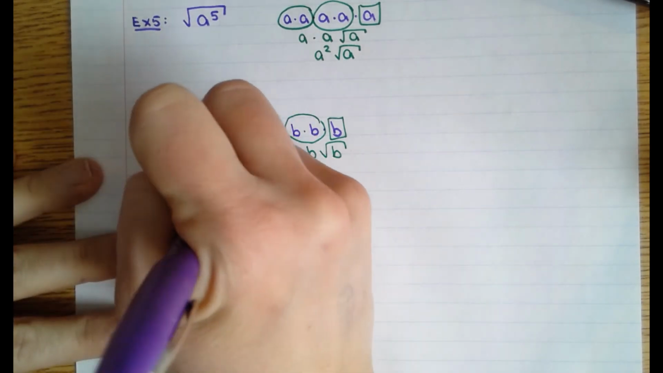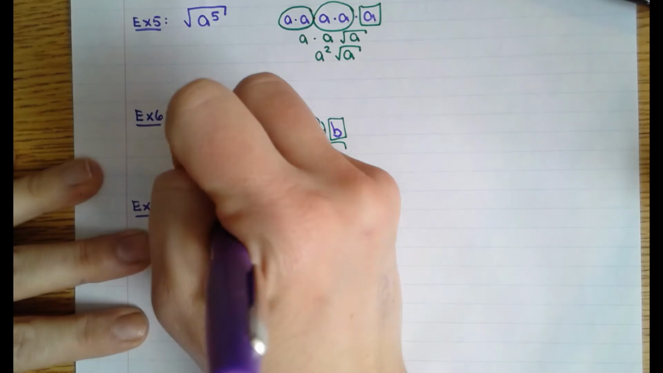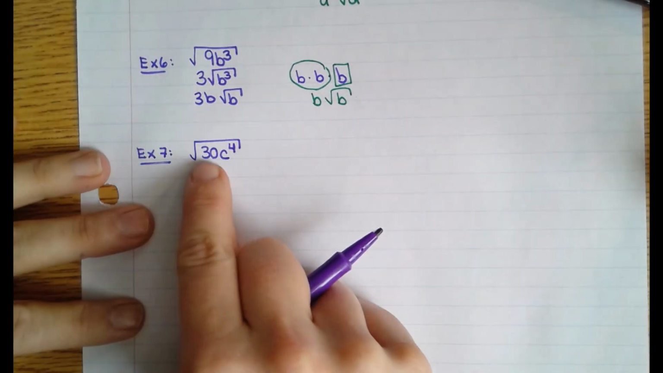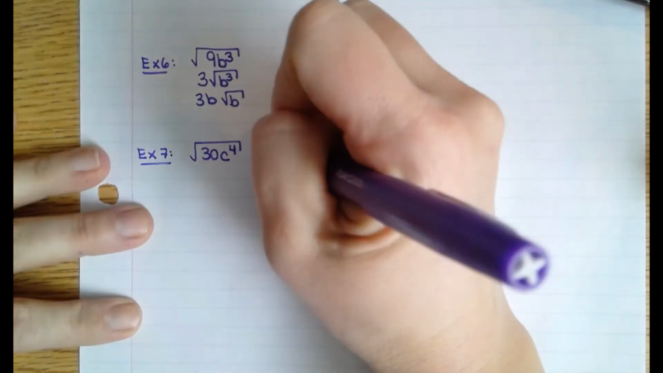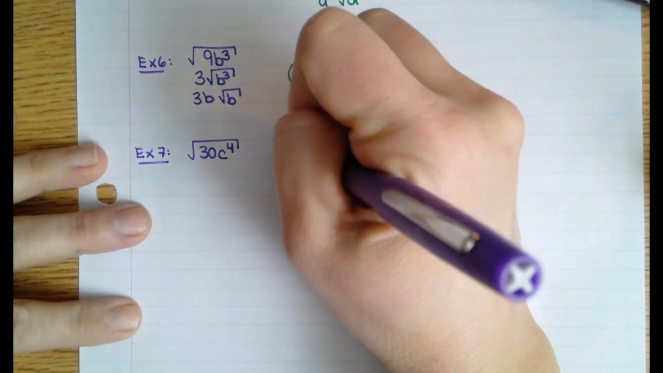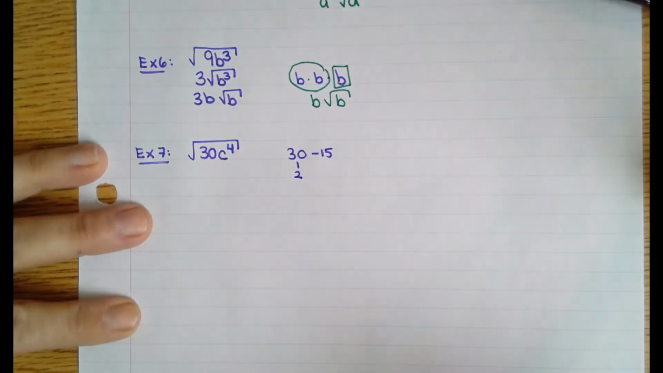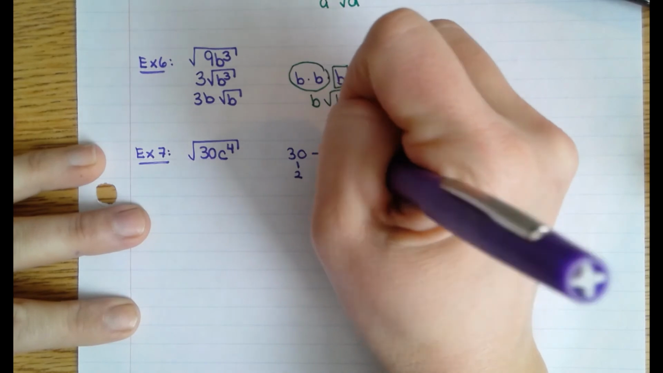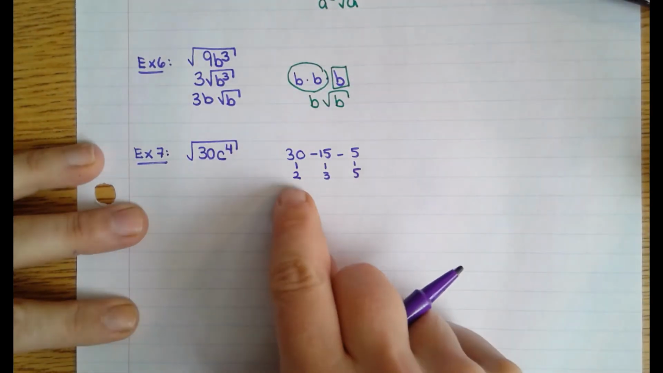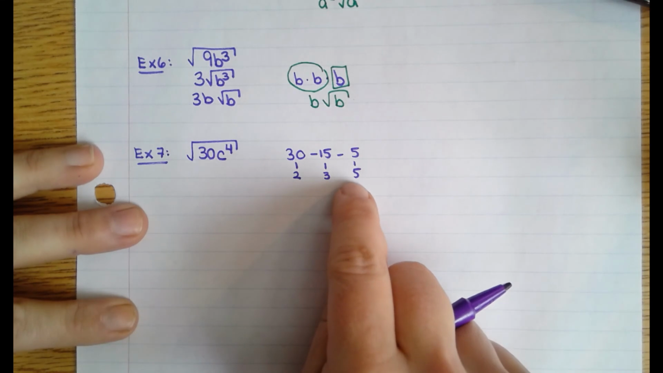Square root of 30 c to the 4th. Okay, now 30 is not a perfect square, so we got to do a tree. So I'm going to come over here and do a tree. And I see 2 and 15, 3 and 5, and the 5 comes down. Instantly I am noticing no pairs. This does not simplify, and we leave the 30 on the inside.